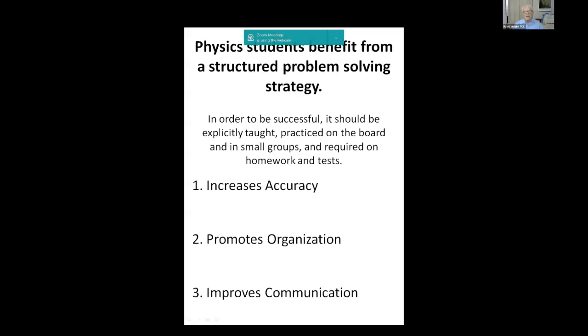All right, my proposal is going to be this. Physics students benefit from a structured problem solving strategy. I'm going to present the one that I use, which is based upon my research, but I would say pick one you like that fits your style and teach it to your students, practice it with them, and I'll show you what I did. I believe it increases accuracy, it promotes organization, and it improves communication. Well, let's see how it does that in just a minute.